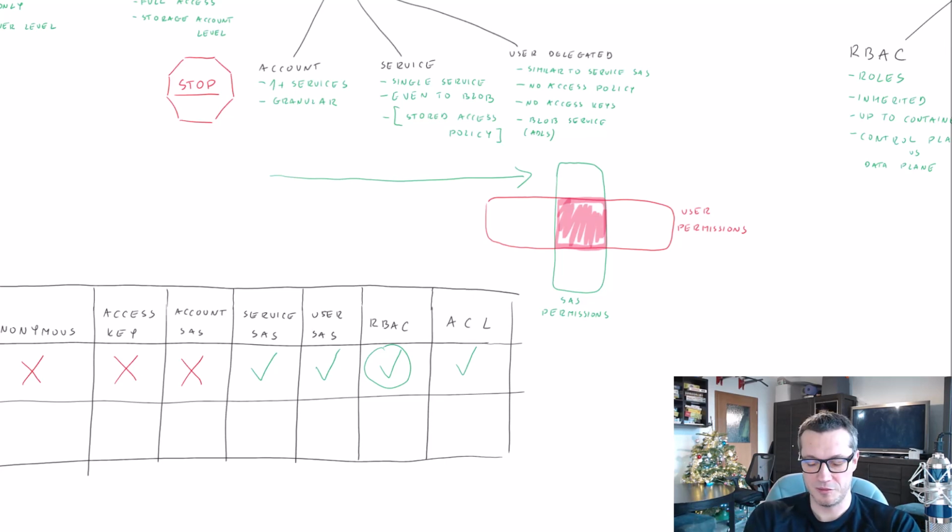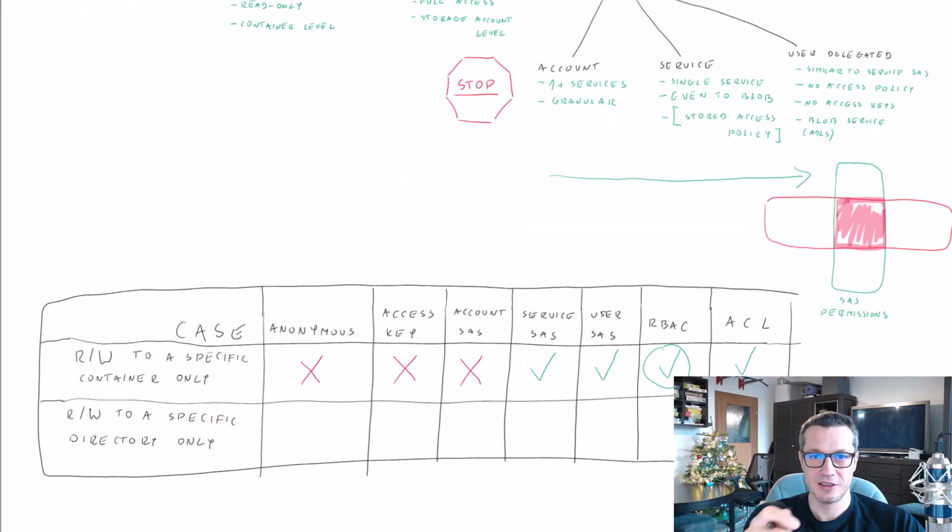But if you want to grant more granular access, then you have to use a different approach. And that's the second case. So right now, let's solve the second case, in which we want to grant read-write access, but to a specific directory, not to the whole container, but to a specific directory only. And again, let's analyze all of those approaches that we just discussed.